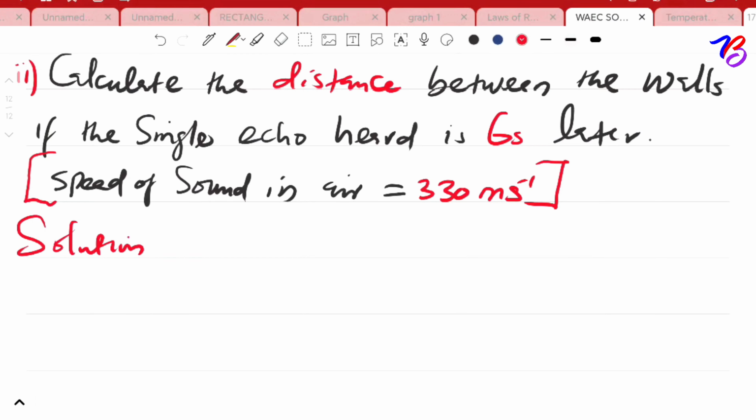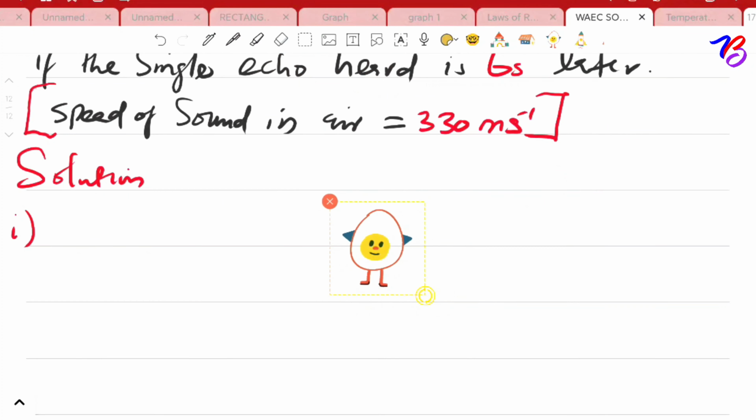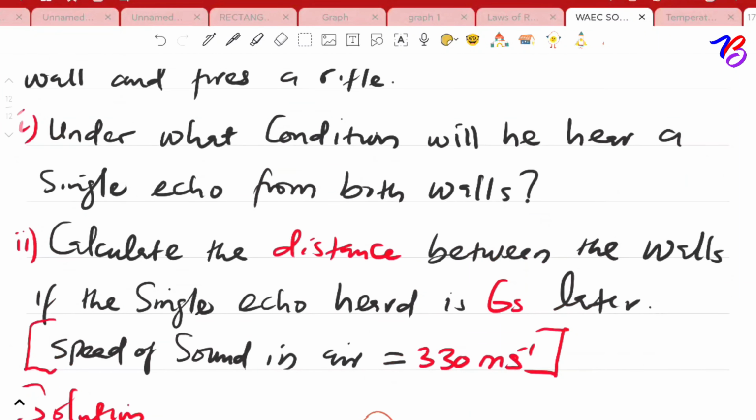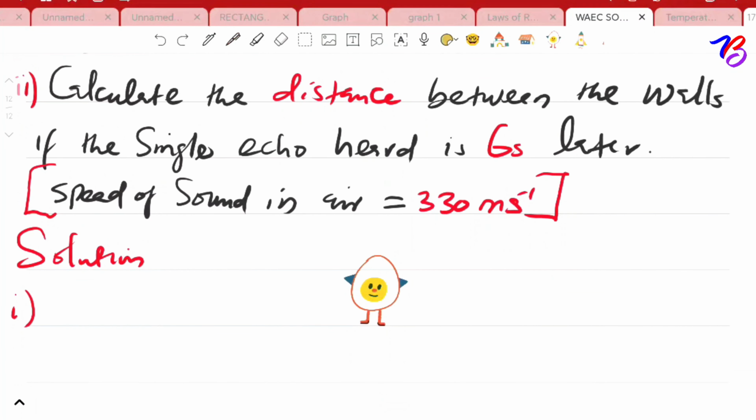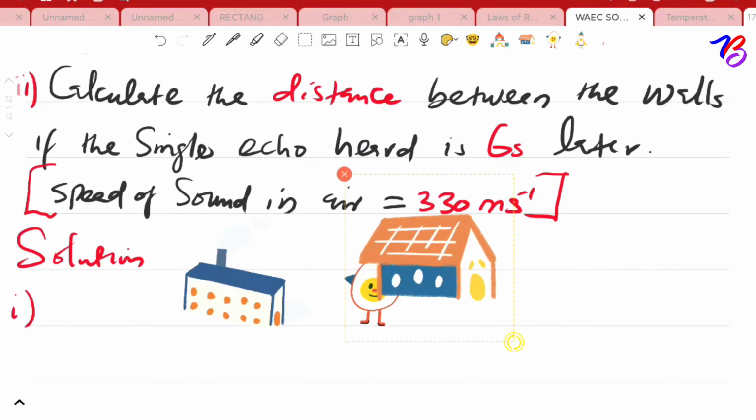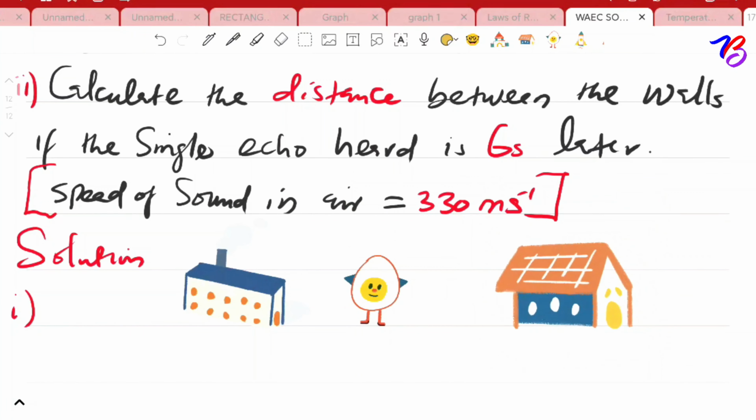Solution: we are going to depict or interpret this question using some diagrams, so that we can solve this and understand. Let's reuse this to represent the boy. We're going to change this boy later, I don't like this image. So a boy stands between two vertical walls. Let's assume that this is one of the walls and this is the second wall. So he's standing in between the walls.